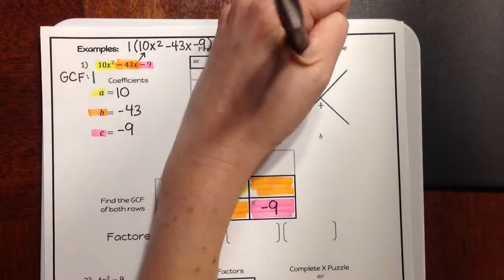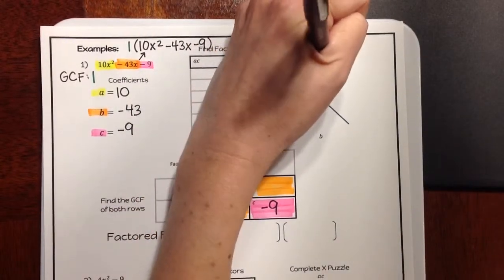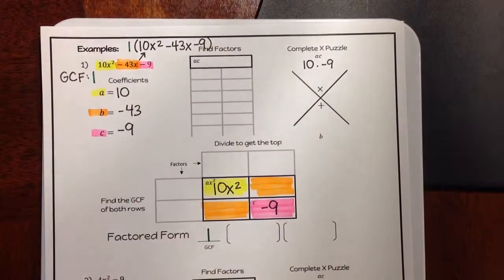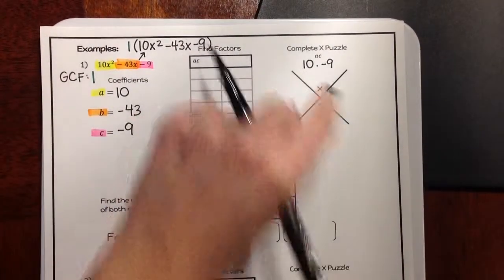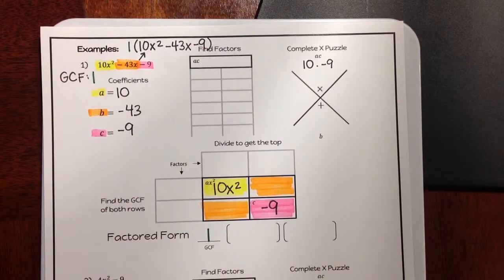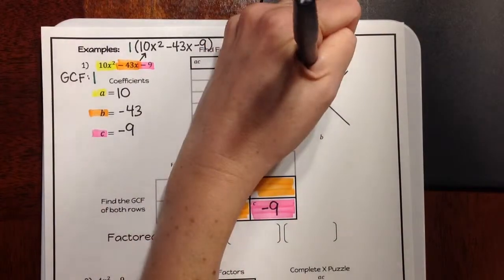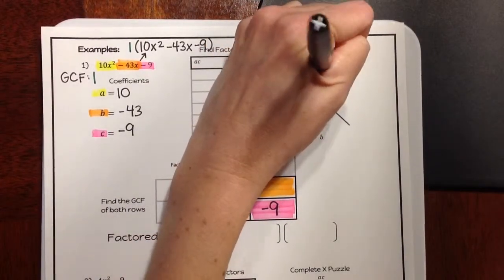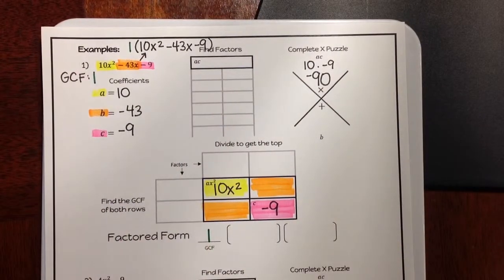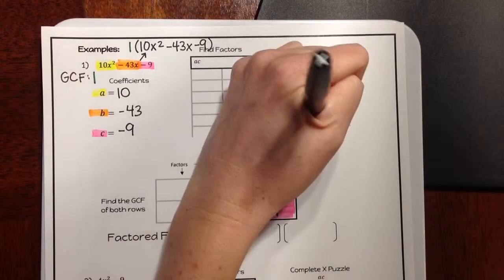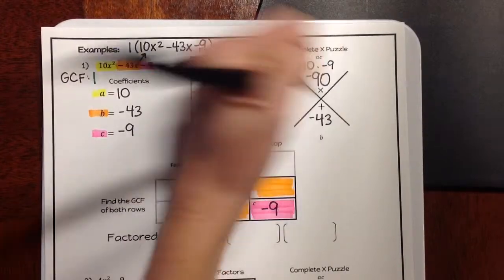So first thing, multiply your A times your C coefficient. And I know we've been used to just writing this number here, but you've got to make sure you're in that habit of multiplying A and C because now if you look, my product is not negative 9, it's actually negative 90 that I'm going to be looking for. And then my B coefficient is here, negative 43.